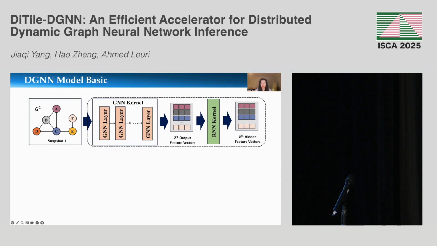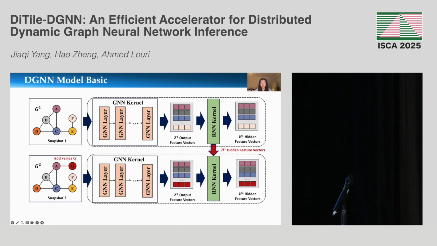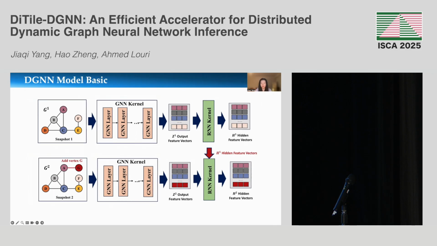For example, the GNN kernel takes a snapshot G1 as the input, and it functions as a typical GNN model, which includes multiple GNN layers. The output feature vector Z1 is then fed into the RNN kernel to generate a hidden feature vector H1. The following snapshots also act as the input of the GNN kernel. The RNN kernel uses its own output feature vector Z2, and the last snapshot's hidden feature vector H1 to generate its own hidden feature vector H2.